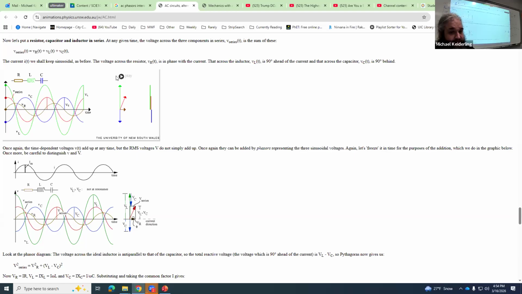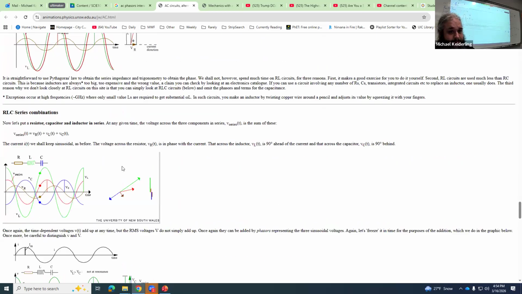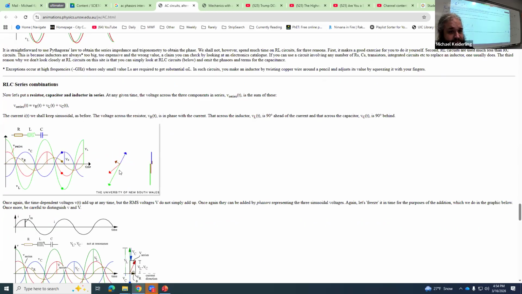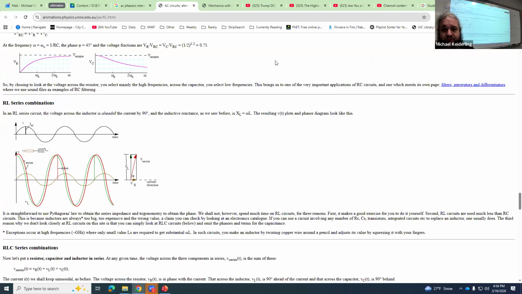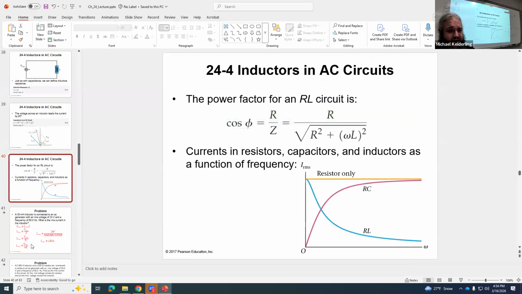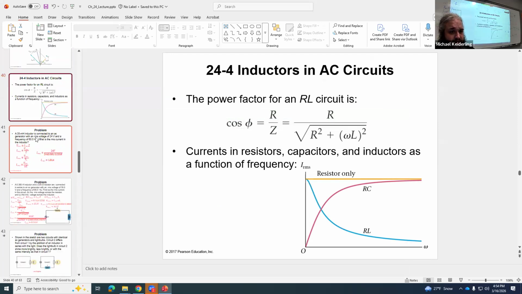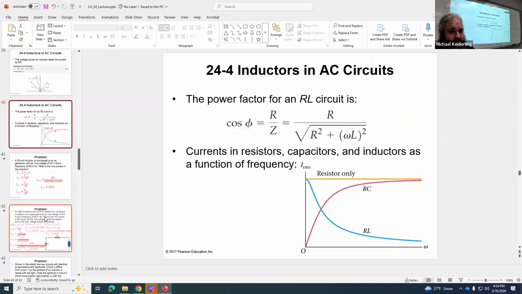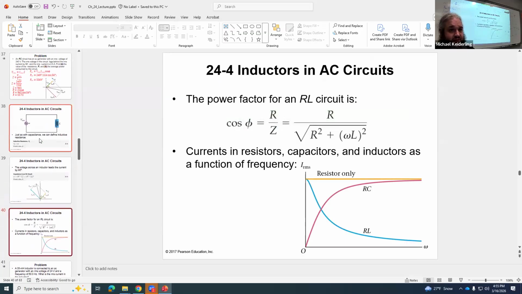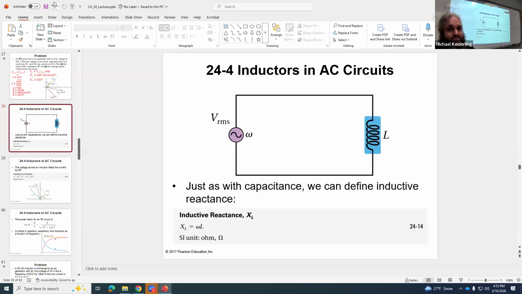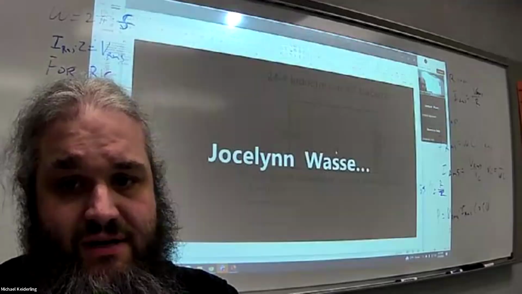And then you could have all three together in an RLC circuit like this. And I think, because that is a pretty good breaking point, we will stop there for today, and we'll go over inductors in detail next time. I'm going to stop sharing.